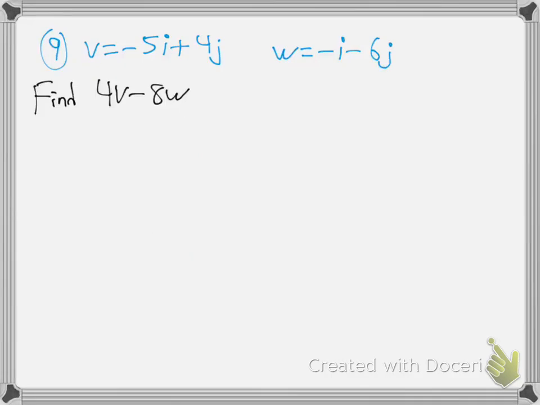So try that one. They want you to take 4 times vector v, subtract 8 times vector w, and combine all the like terms. So give that a try.